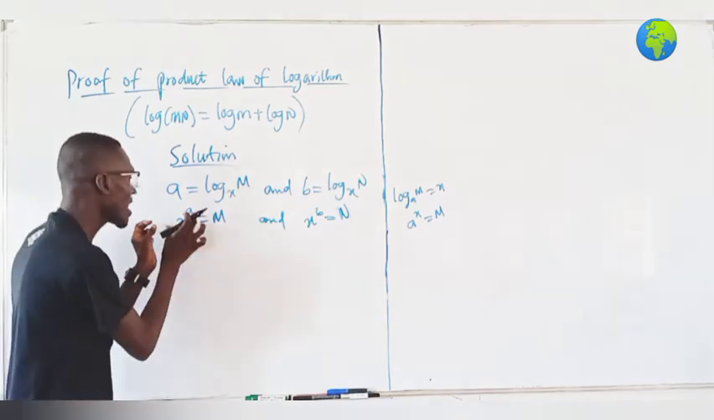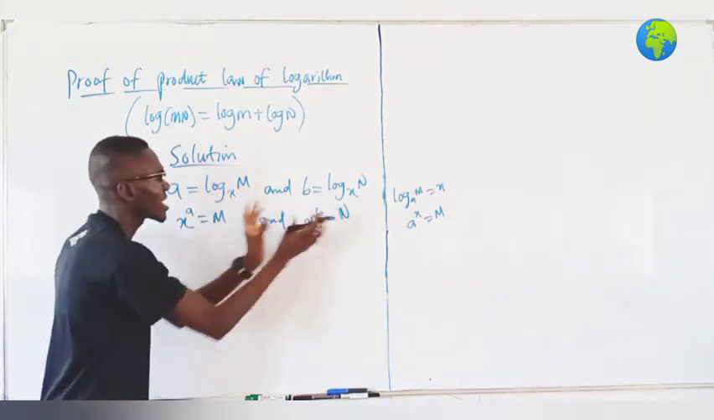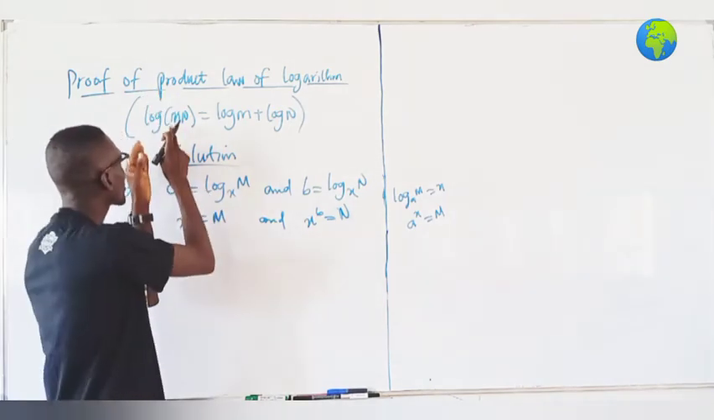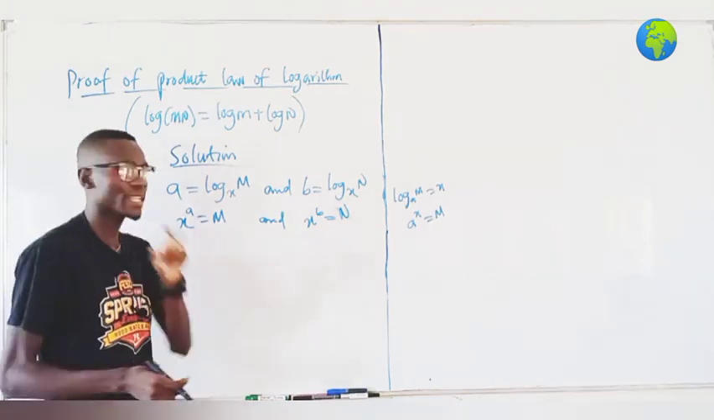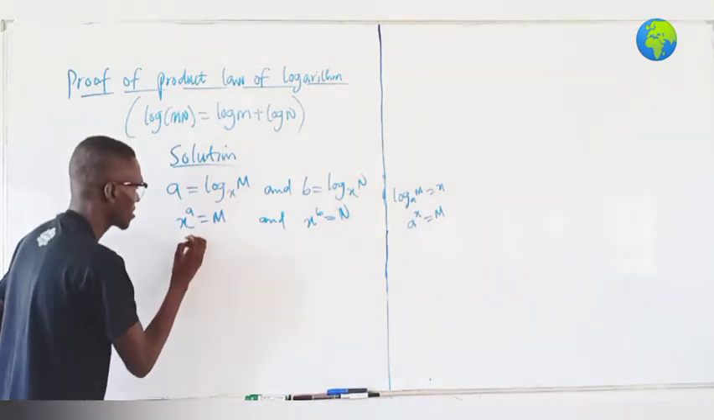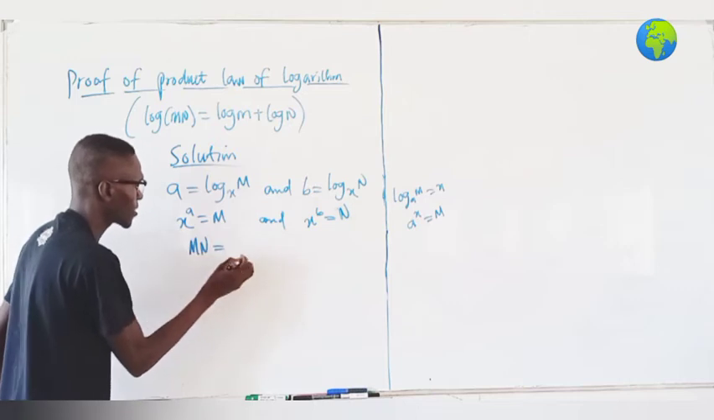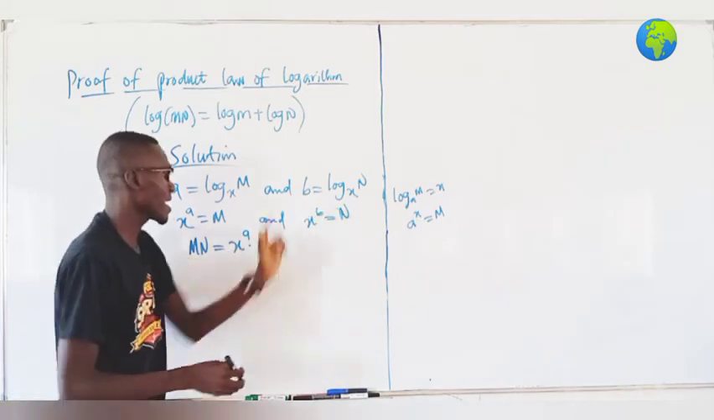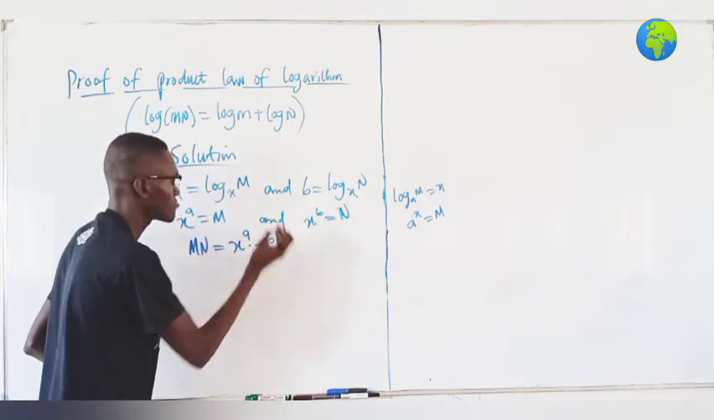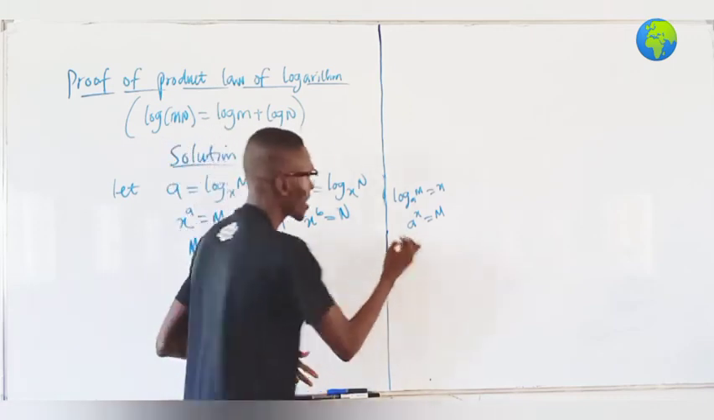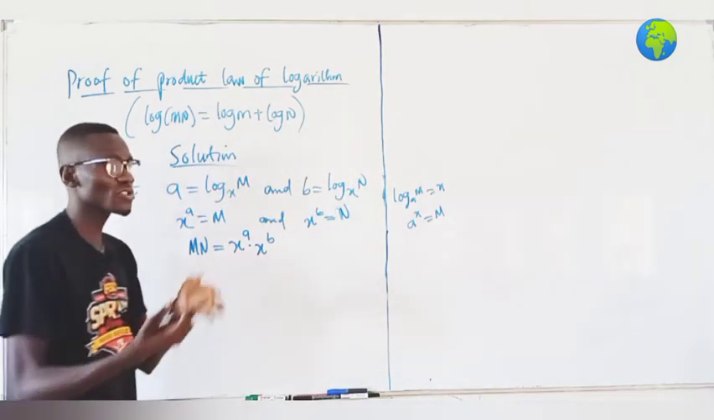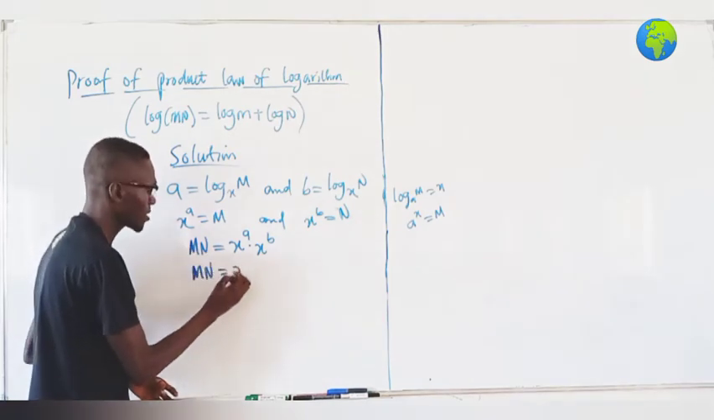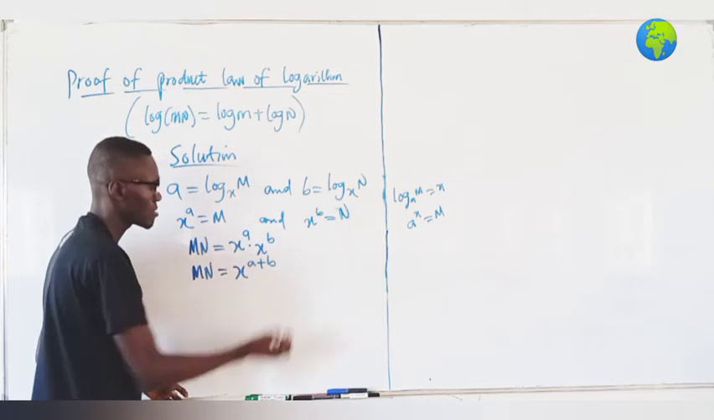So x raised to power a and x raised to power b are two different things. But looking at what I'm trying to prove, I need mn. So what is mn? m is x raised to power a, and n is x raised to power b. But from the law of indices, when you have the same bases being multiplied, you add the powers. So that means mn is equal to x raised to power a plus b, right?